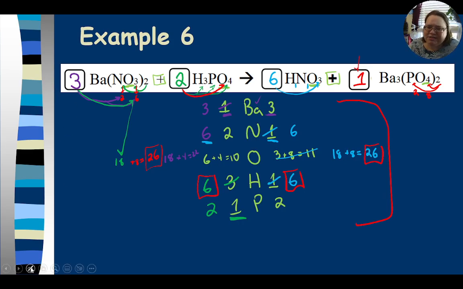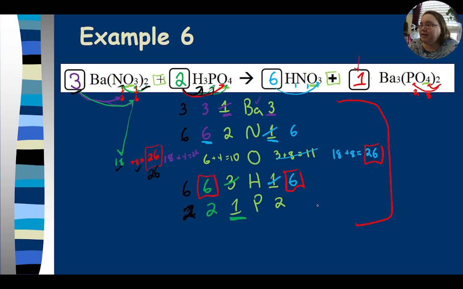Double check the count, especially with something that has elements in 2 places. So I can double check, and I can see that yes, I've got 3 BAs. Yes, I've got 6 N's because it's 3 times 2 times 1. My O's, yes, I've got 18 O's there and 8 O's there. So yes, I've got 26 O's. My H's, 2 times 3. Yep, that's correct. My P's, 2 times 1. Yep.